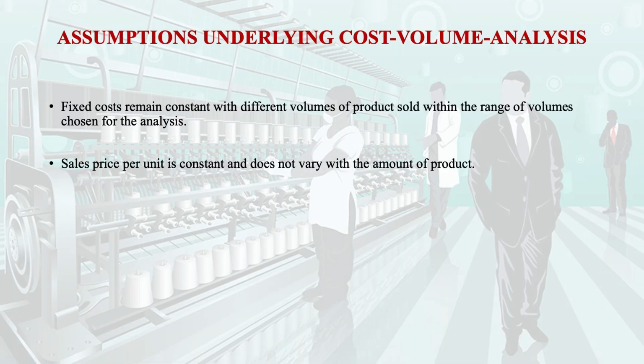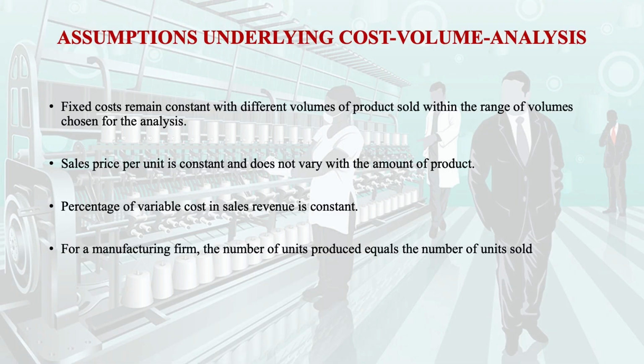First assumption is that the fixed cost remains constant with the different volumes of the product sold within the range of the volume chosen for the analysis. This is our first assumption. Second assumption, again, the sales price per unit also remains constant and does not vary with the amount of product.